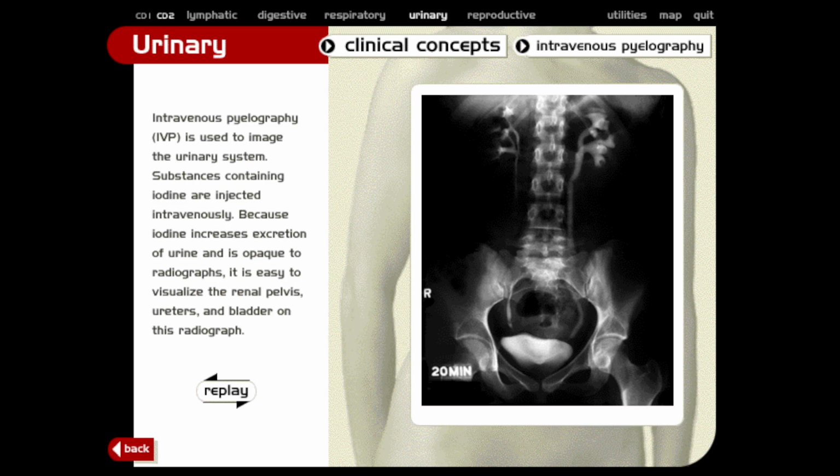Intravenous pyelography, IVP, is used to image the urinary system. Substances containing iodine are injected intravenously. Because iodine increases excretion of urine and is opaque to radiographs, it is easy to visualize the renal pelvis, ureters, and bladder on this radiograph.